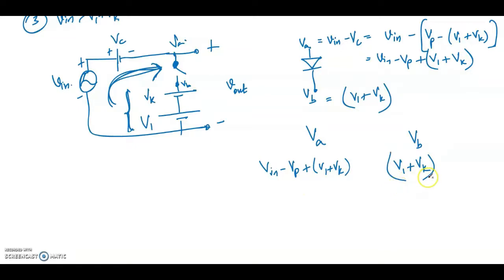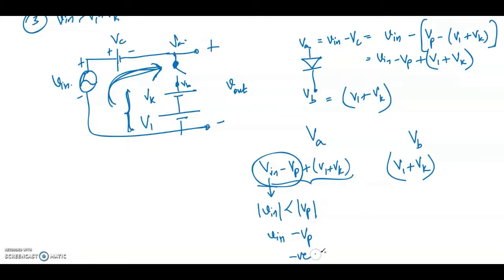Obviously, V1 plus Vk will be greater. You know why? Because this is a negative quantity. How do I know this is a negative quantity? This is equal to V1 plus Vk plus a certain quantity Vn minus Vp. Is Vn minus Vp positive or negative? The magnitude of Vn will always be less than the magnitude of Vp, because Vp is the maximum value of Vn. So when I say Vn minus Vp, this is definitely a negative value.